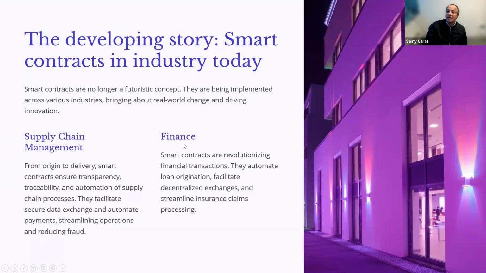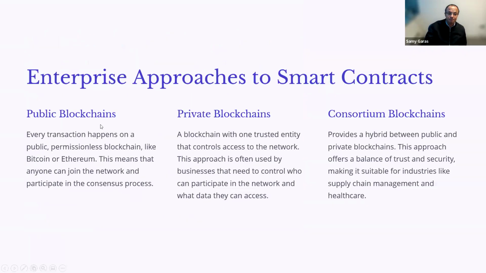It is also very useful in finance, where we talk about Bitcoin and cryptocurrency. Smart contracts are revolutionizing financial transactions because they make our life easy. We don't need to wait for an intermediary to provide some kind of approval or put the final say on the payment. It happens automatically. They also automate loan origination, facilitate decentralized exchange of money, and streamline insurance claims. So this shows that the smart contract has been growing very fast in different industries.